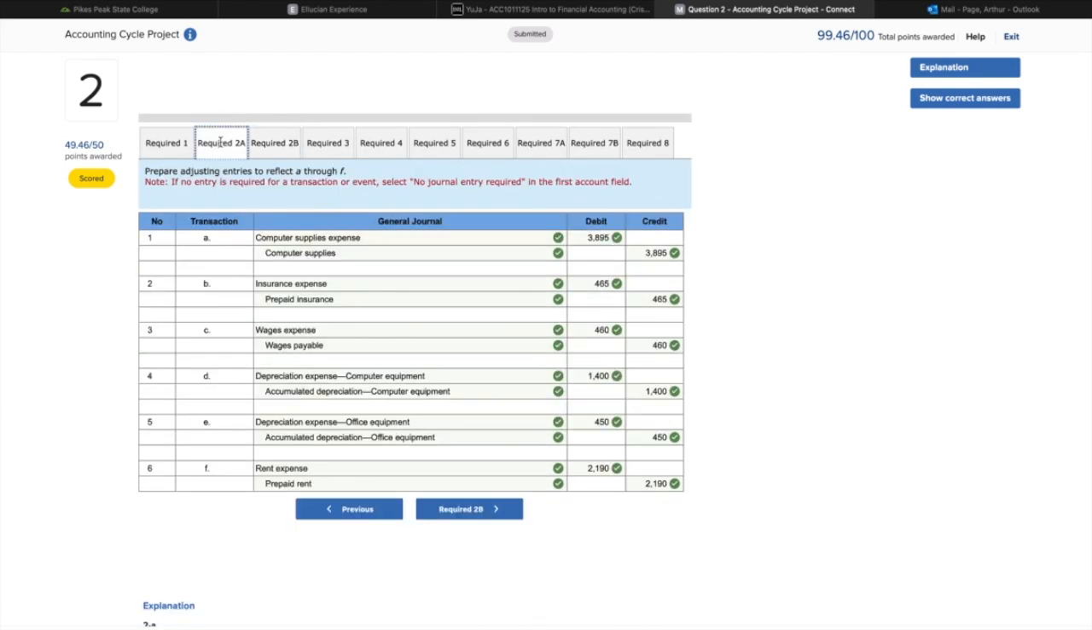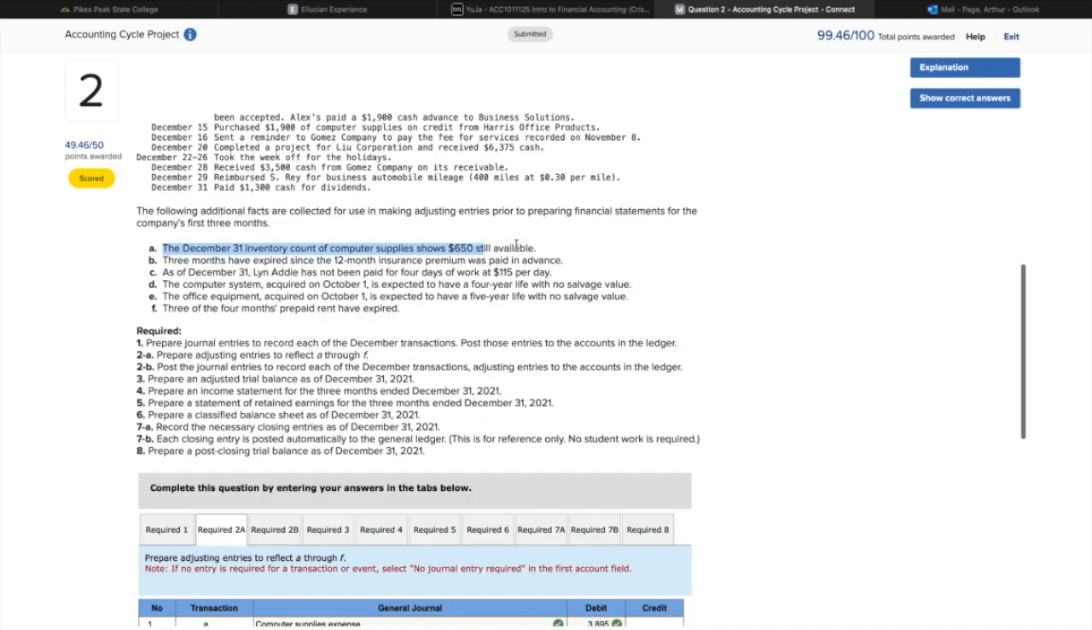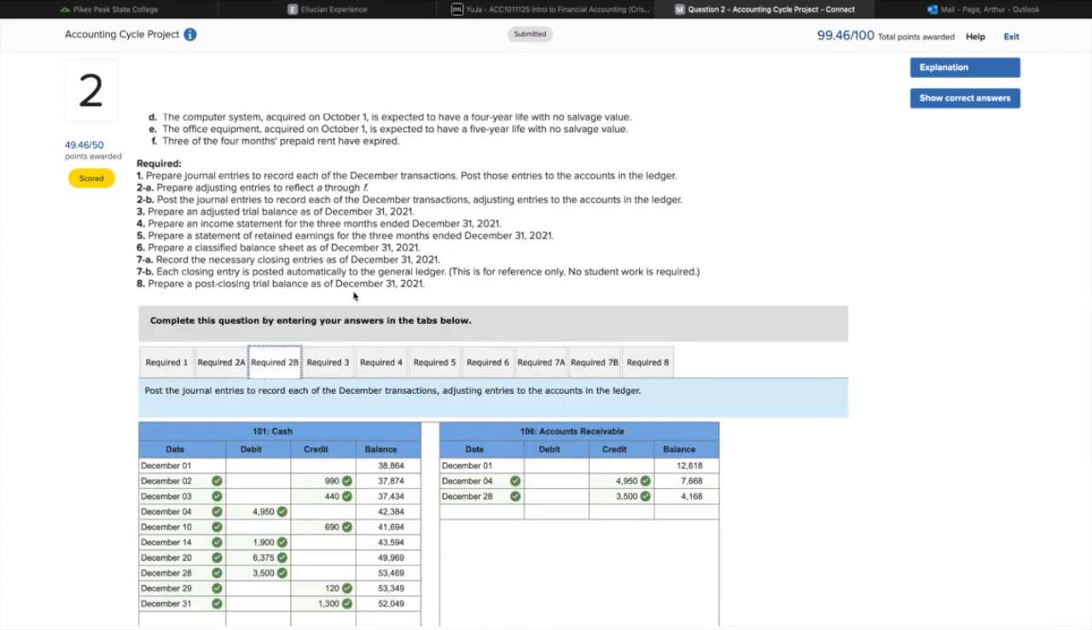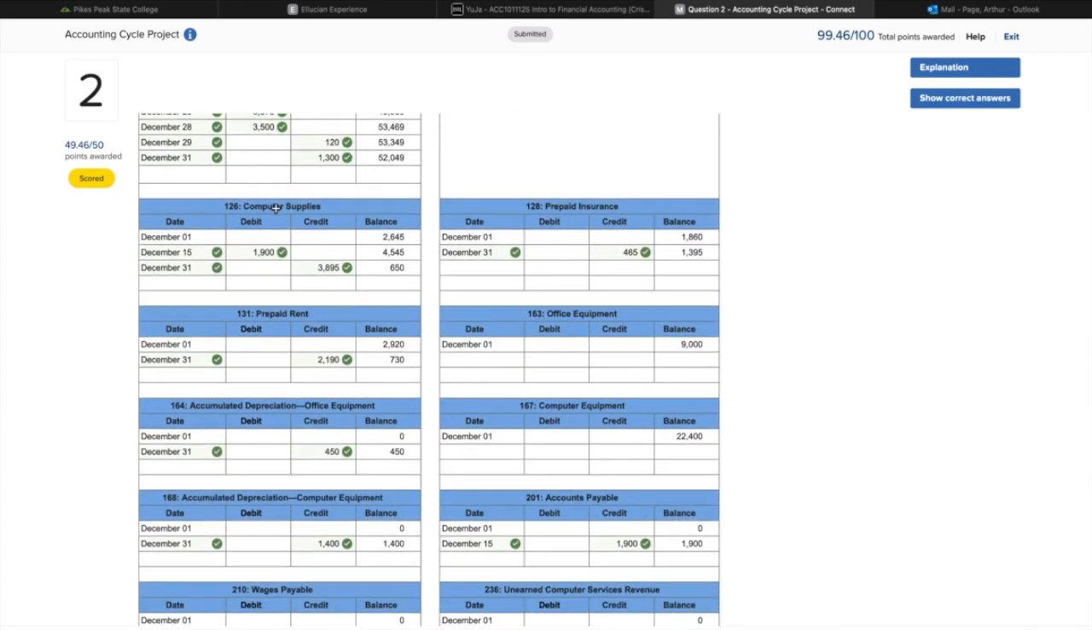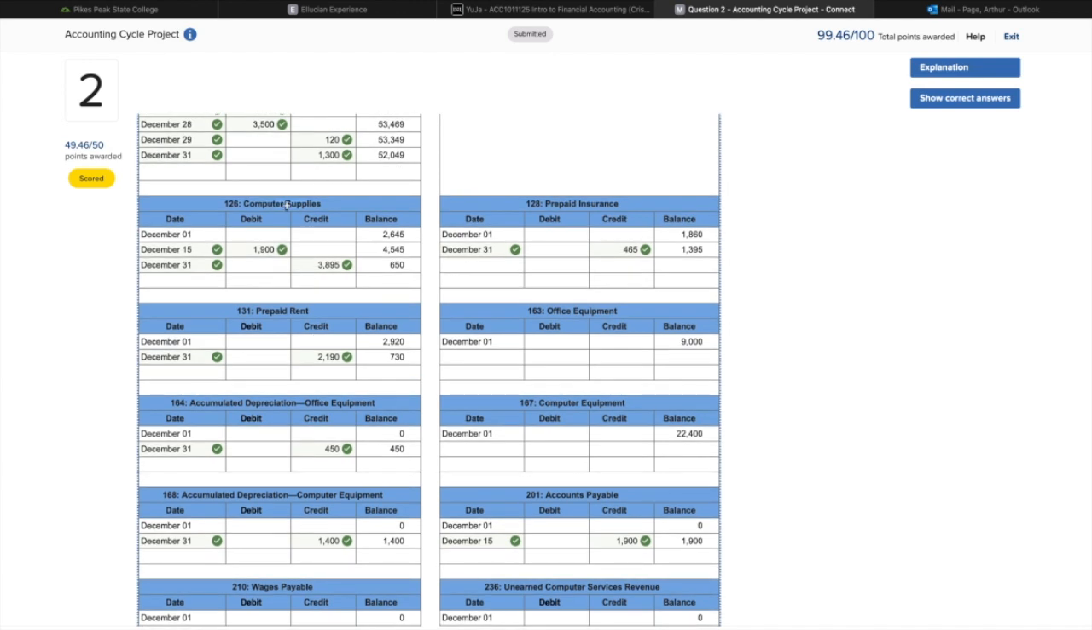As far as the adjusting entries go, an inventory count showed that we had $650 available. So what I did was I went to the ledger, went to our computer supplies. Obviously, we did our general entries, so we have an updated balance here, and we know that we were left with $650 at the end of the month. So I just took 4,545, subtracted 650, and we got the amount of supplies that we used up. So we credited that, and that left us with $650.